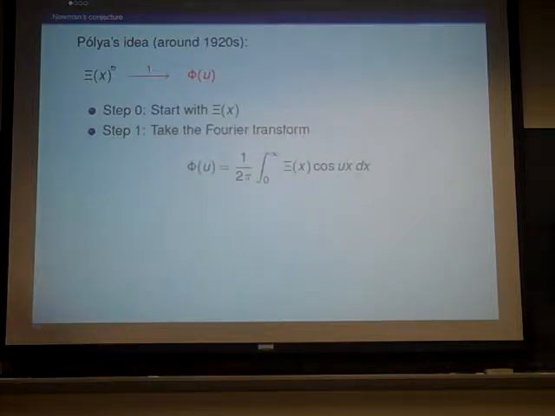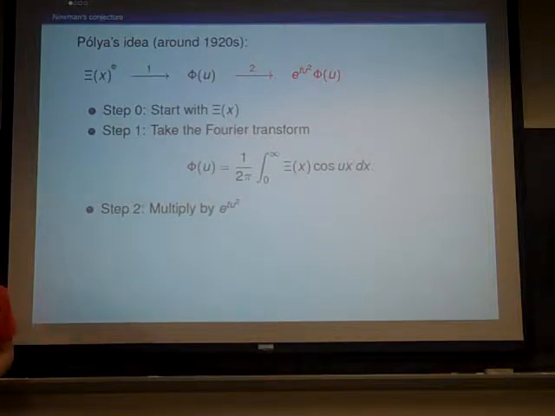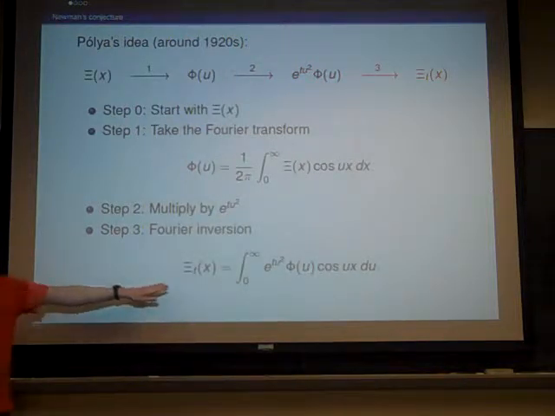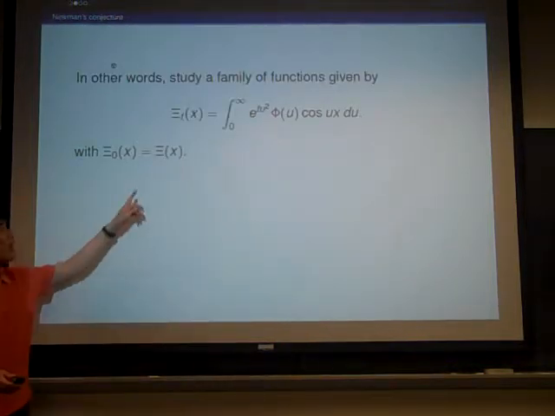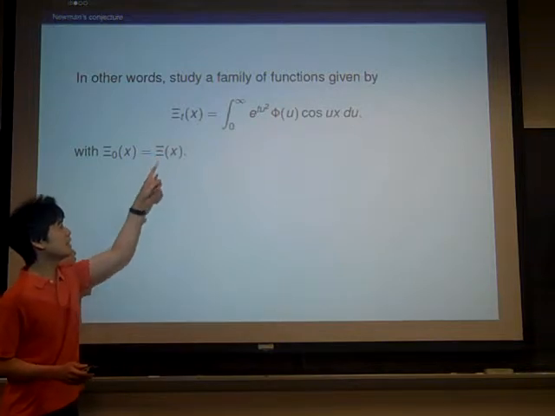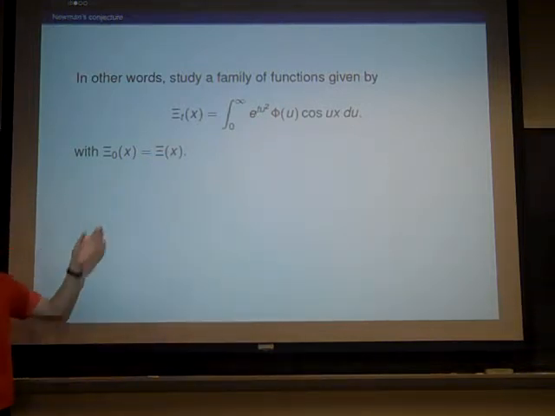First, he took the Fourier transform of this function, and then he inserted a parameter e to the tu squared. And then he applied the Fourier inversion. So what this gives us is now a family of functions in x, indexed by t. And when t equals 0, we get back our original function because of the Fourier inversion formula.